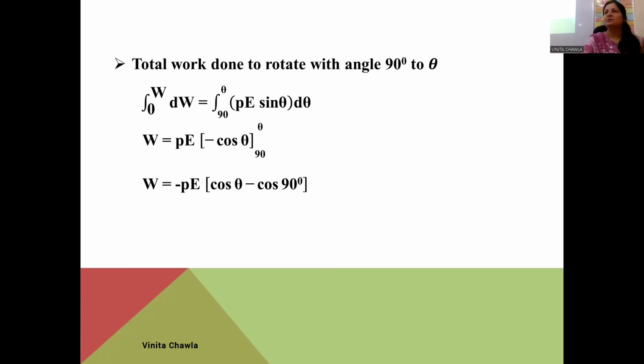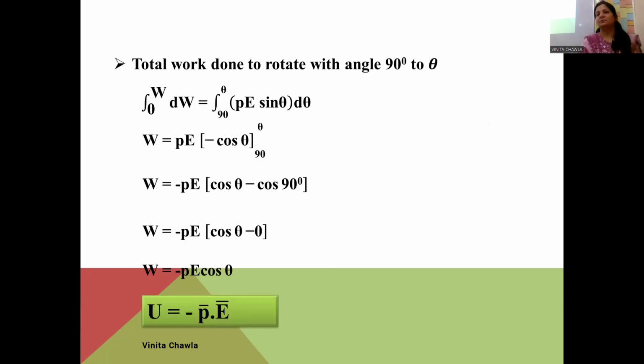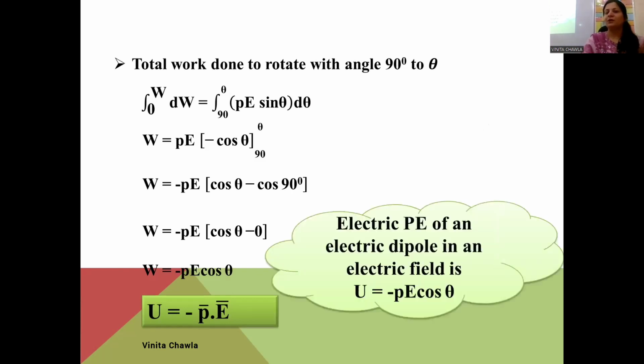Cos 90 degree is 0. So it becomes minus PE cos theta. So see, P and E both are vector quantities. Dipole moment and electric field intensity, they both are vector quantities. So when we have something like AB cos theta here, it's vector A dot vector B. So it is basically the scalar product of dipole moment and electric field intensity, minus P dot E. Okay. So electric potential energy of an electric dipole in an electric field is U. It is equal to minus PE cos theta.